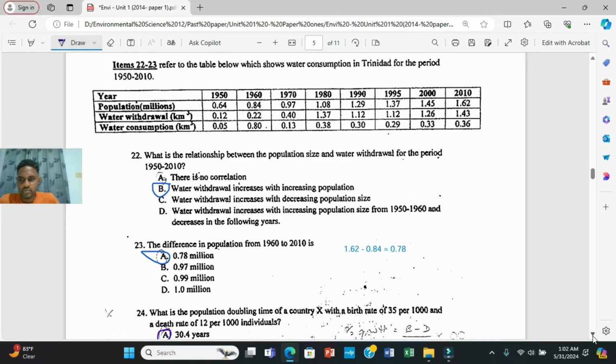And number 23, difference in population from 1960 to 2010. All right, it says difference. Of course, guys, you would subtract the initial amount from the final amount. And the answer here is A, 0.78 million. That's what you should have.